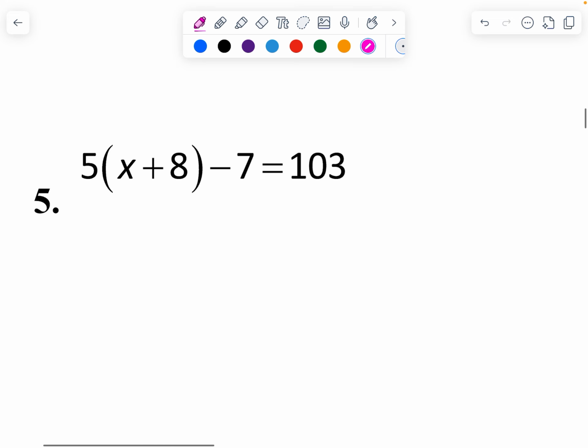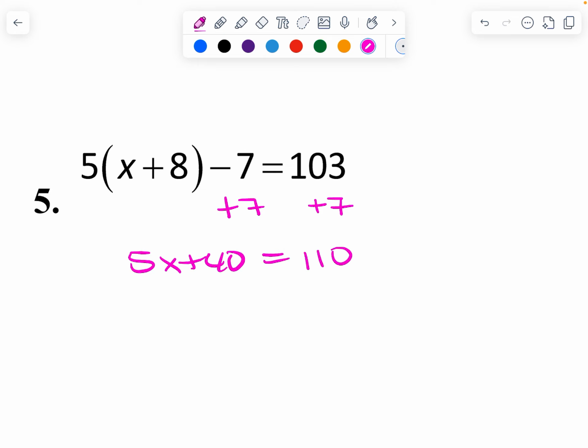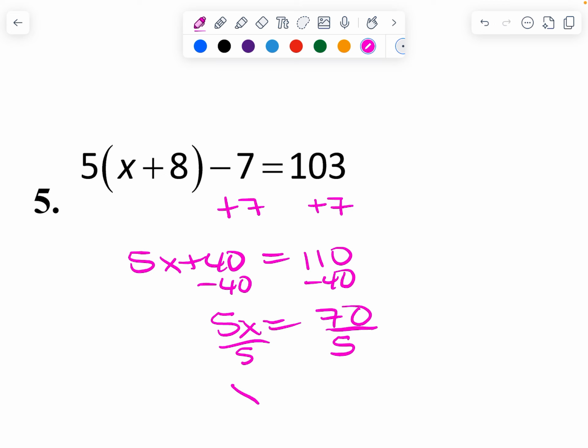Okay, this one, add 7 to both sides. 5x plus 40 equals 110. Subtract 40 from both sides. 5x equals 70. Divide by 5 on both sides. And that'll get, let's see, that'll go in 1 time, 14.